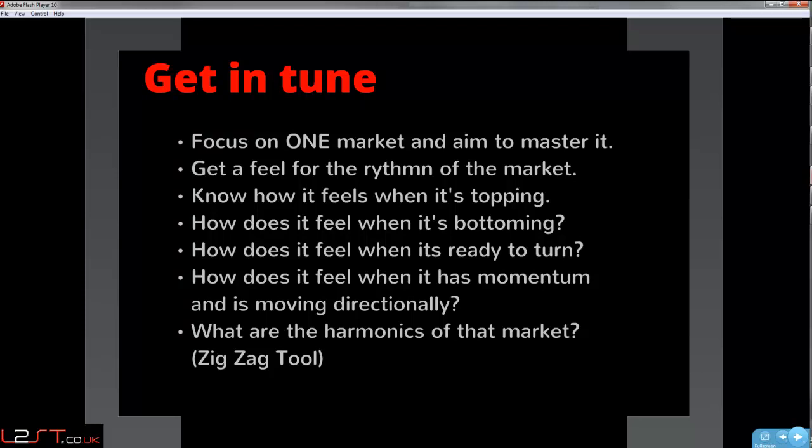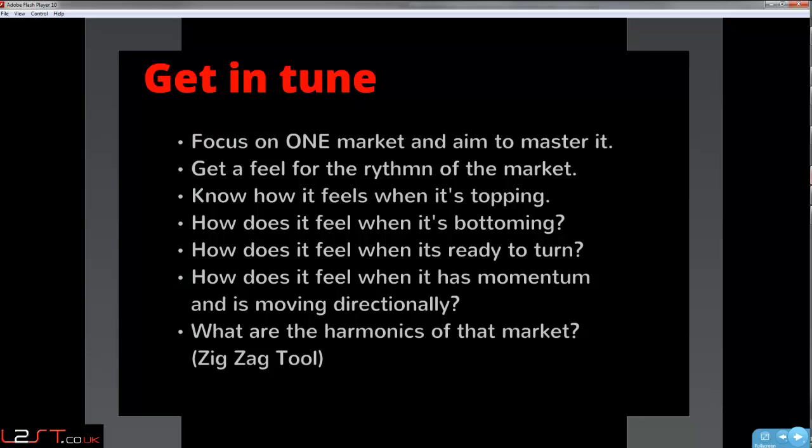You need to know the harmonics of that market. What normally happens, not only when you're getting into the trade and looking for the entry, but also once you're in the trade? What is normal for that market to do? What kind of adverse excursion is normal? What kind of favorable excursion is what you expect on that particular market? Does everybody understand that?